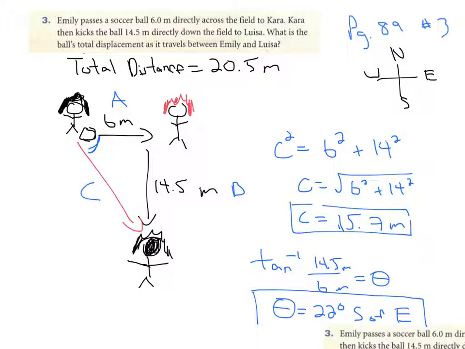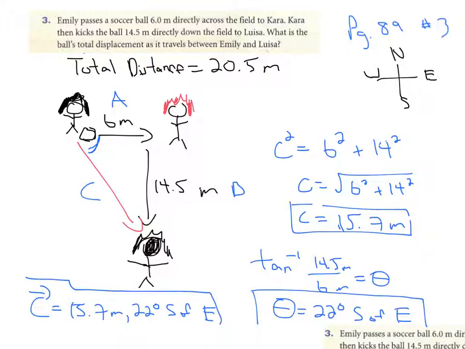So our final vector C is equal to a vector of 15.7 meters, 22 degrees south of east. Okay? So awesome. If you like soccer, you love that problem. If you love physics, you love that problem. If you love soccer and physics, mind is blown. Physics is fun.